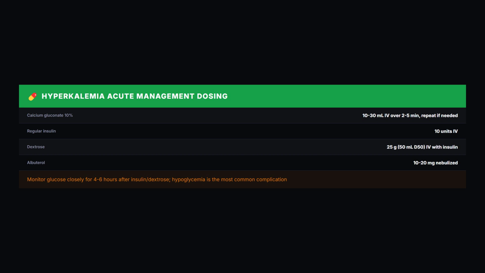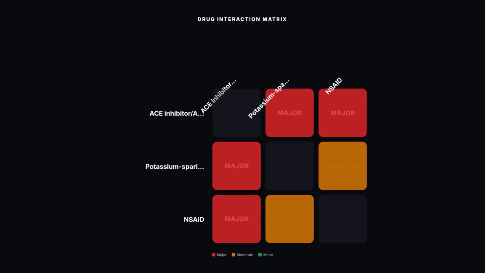Most hyperkalemia in outpatients traces back to a drug combination, not a new diagnosis. RAS inhibitors plus potassium-sparing diuretics plus NSAIDs is the classic triple threat. Each independently impairs potassium excretion, and together they compound.